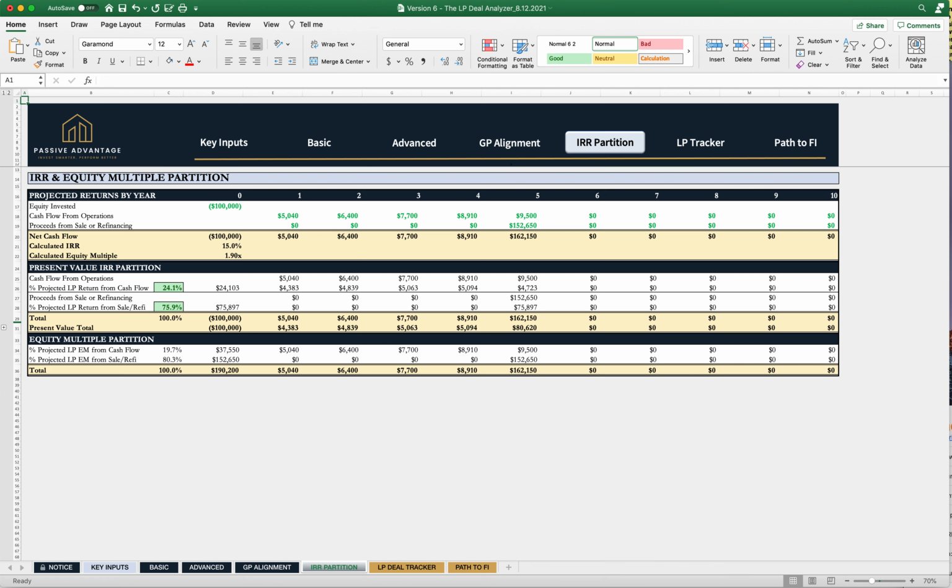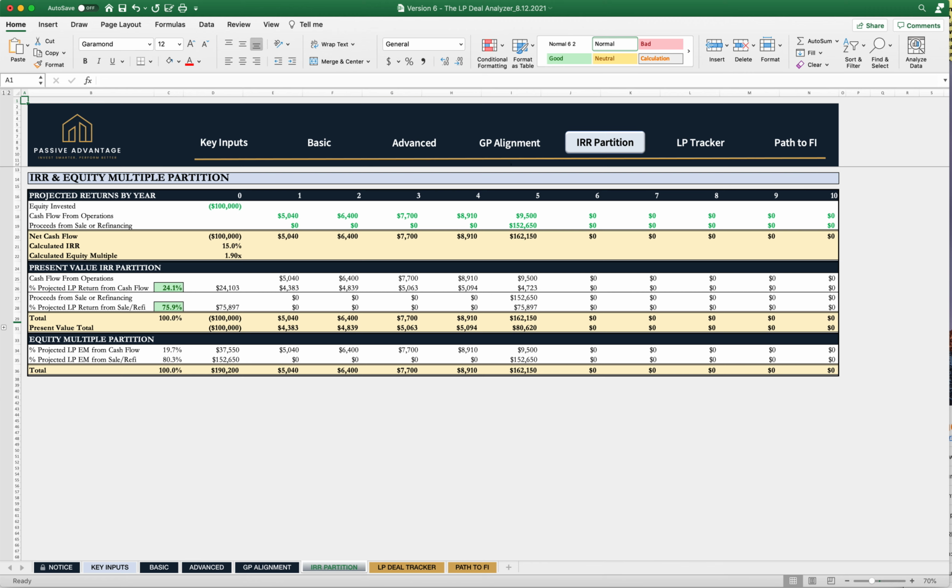As an example, when comparing a fairly new cash flowing, say, Class A property versus a new construction project, you will see vastly different numbers in the IRR partition. For a Class A property, you would expect a higher percentage of the returns based on cash flow. Thus, it will be a less risky deal.